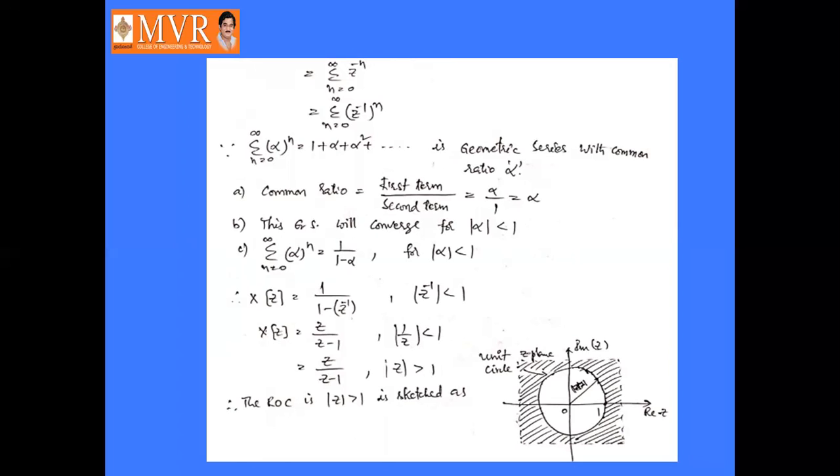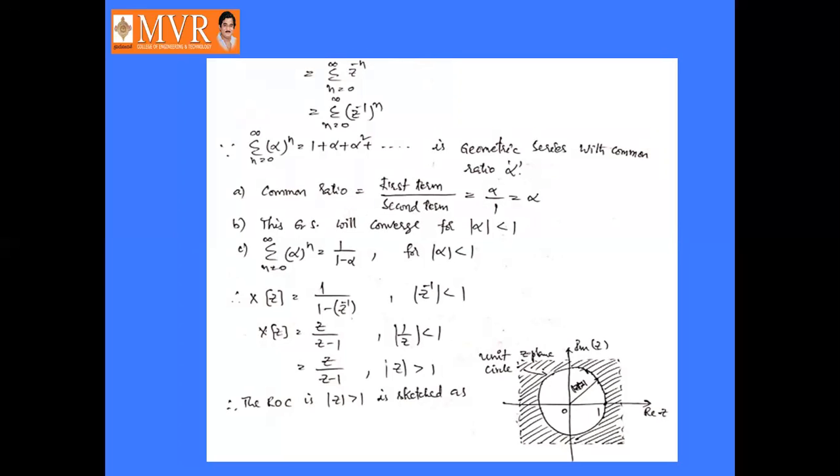Sigma n equal 0 to infinity is in the form of sigma n equal 0 to infinity alpha power n. So alpha power n is nothing but a geometric series with the common ratio alpha, that is 1 plus alpha square plus alpha cube up to alpha power n. That is the geometric series with the common ratio alpha. Okay, what is meant by common ratio? It is nothing but the ratio of the second term to the first term.